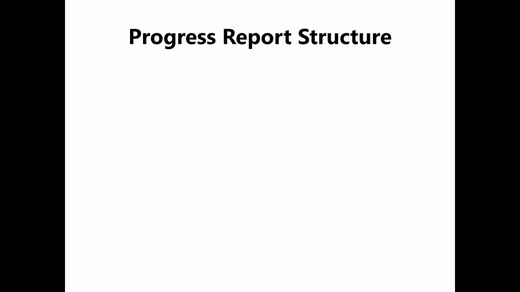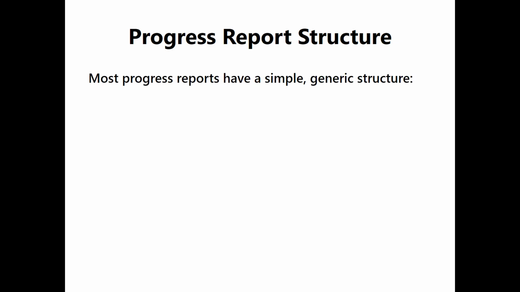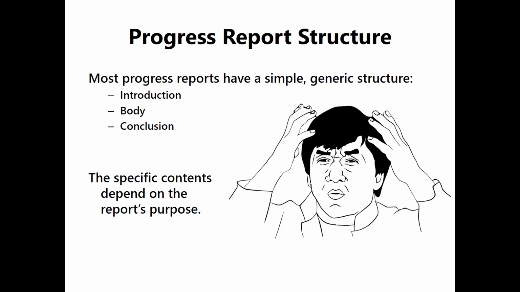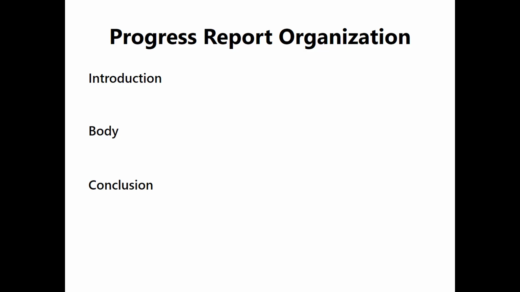Let's talk structure first. Most progress reports have a pretty simple and generic structure that you've likely encountered somewhere in your life before: the introduction, the body, and the conclusion. Yes, I know. You're wondering, why don't you ever say anything new? Well, the big deal here is that the specific contents of a progress report are going to depend on the purpose of the report. So let's talk about the introduction, body, and conclusion. We're going to ignore the body for just a moment and focus on intro and conclusion.